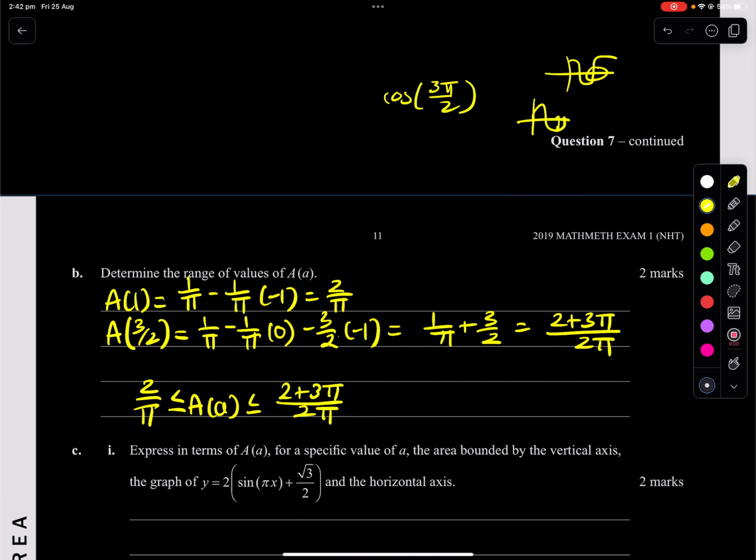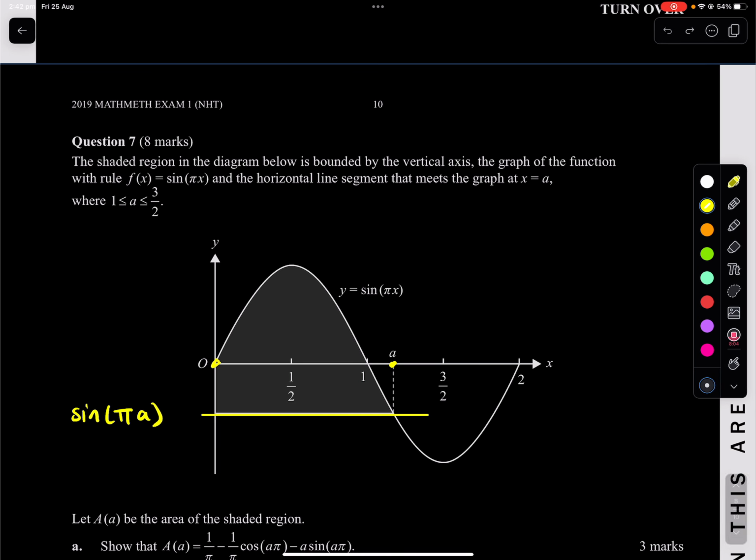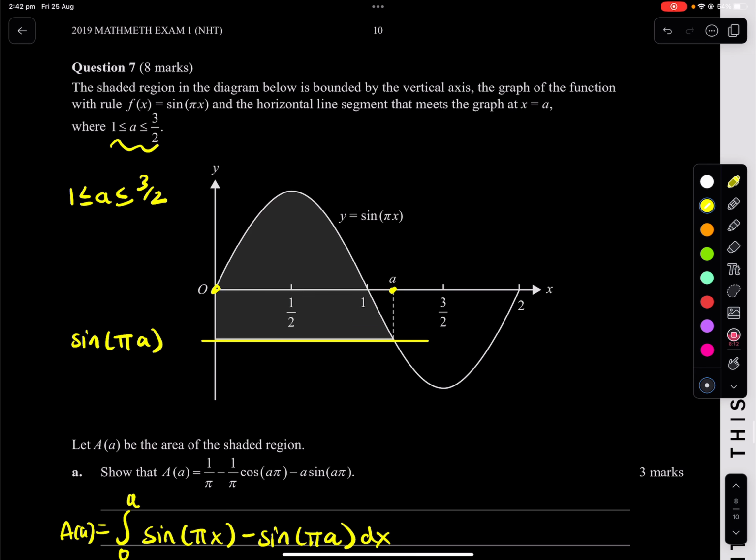Not a bad question, actually. They just give you the hint over here where a is between that. So look over here. We know that it must be between this, and what I just did was try to find the values of a on a, which, if I'm putting a on a, this must be a on 1, and this one must be a on 3 on 2, and that's what I just did. So yeah, not too bad.